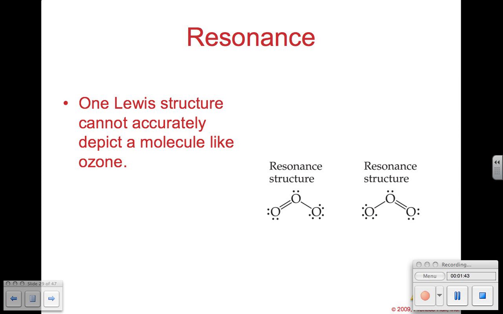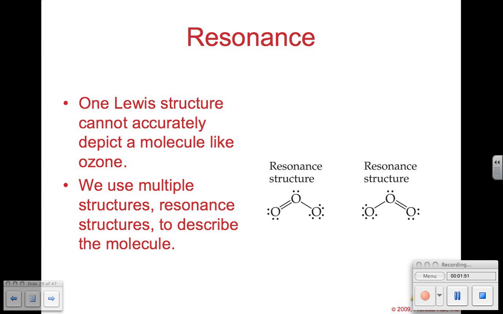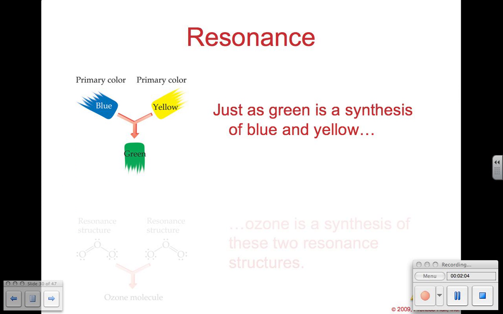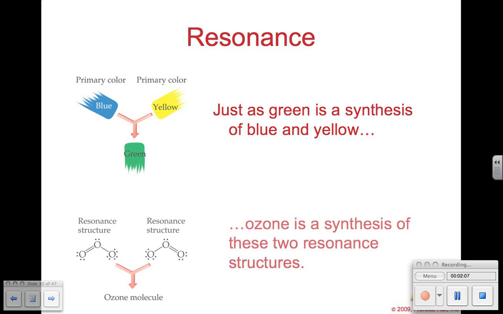And so what we're saying is that the Lewis structure, although it follows the octet rule, doesn't model what the structure actually is. So we use multiple structures to indicate that there isn't just one structure that best describes it. So we have what are called resonance structures that describe the molecule. And just as green is a synthesis of blue and yellow, ozone is a synthesis of the two resonance structures. So technically the ozone molecule isn't one or the other, it's both.